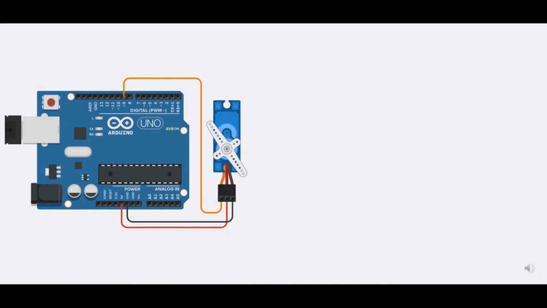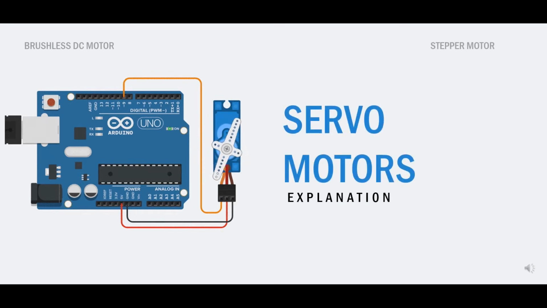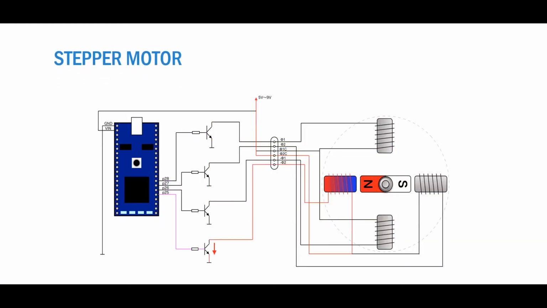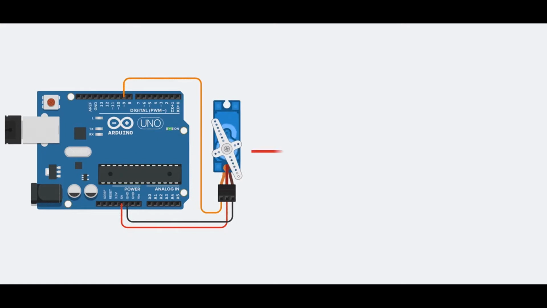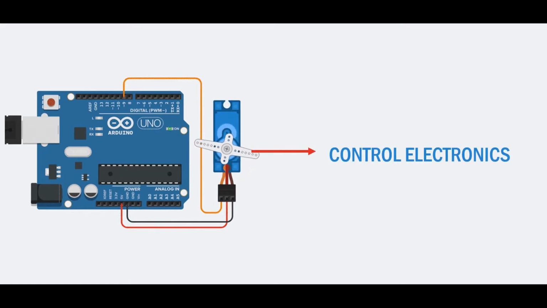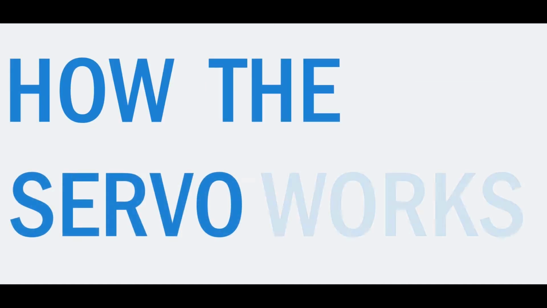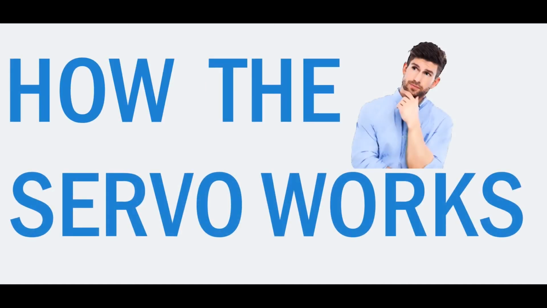When it comes to motor-driven applications in a project, selecting the most suitable motor for the given task is important. There are 3 different types of motors: brushless DC motors, stepper motors, and servo motors. When it comes to positioning tasks, a stepper motor is usually a safe bet, but servo motors combine the motor with control electronics to achieve maximum accuracy. I'll show you how such a servo works and how you can easily use one in your projects with a microcontroller.